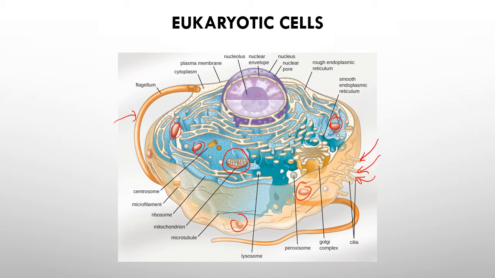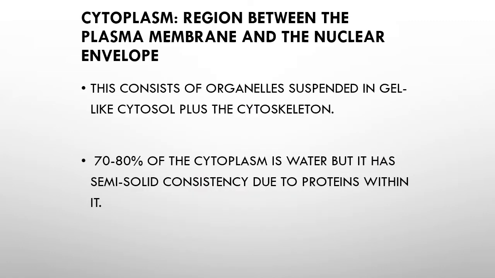Flagella are going to be able to move the entire cell, and cilia are going to be able to move just substances on their surfaces. So lots of different types of things that we can find within that cytoplasm within the cells themselves. And so cytoplasm is that space between the plasma membrane and the nuclear envelope. So it's in between the nucleus and the outer shell, so to speak, of the cell.